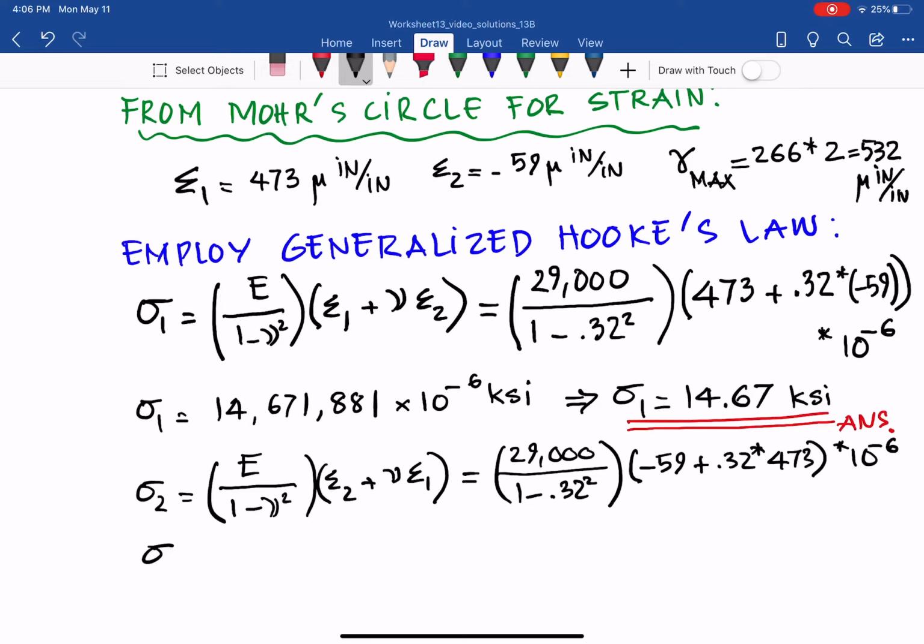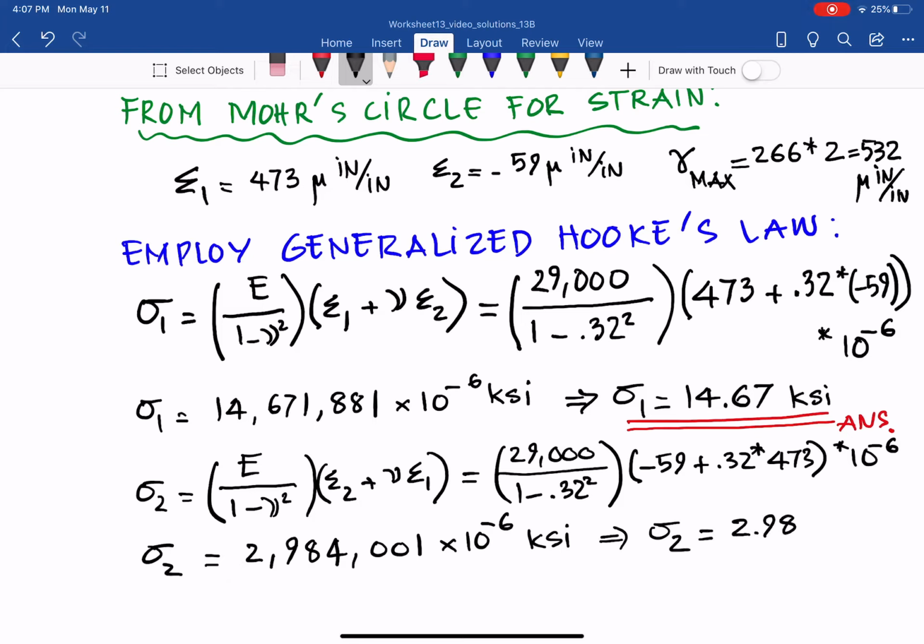So from that we can have sigma 2 equal to 2,984,001 times 10 to the negative 6 KSI. And with that we have sigma 2 equal to 2.98 KSI. That is the second principal stress from the question.